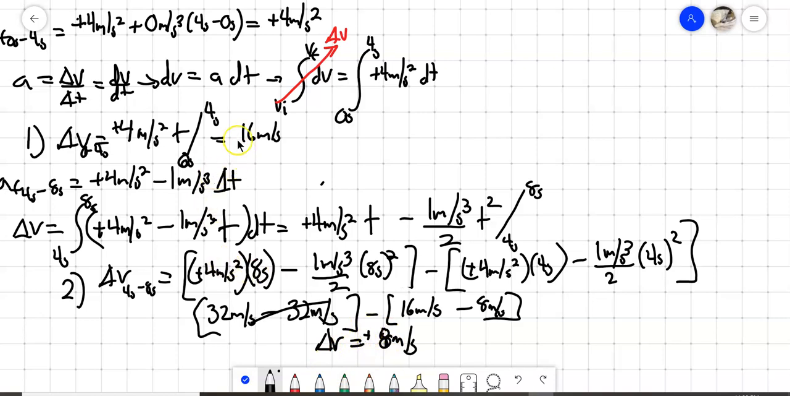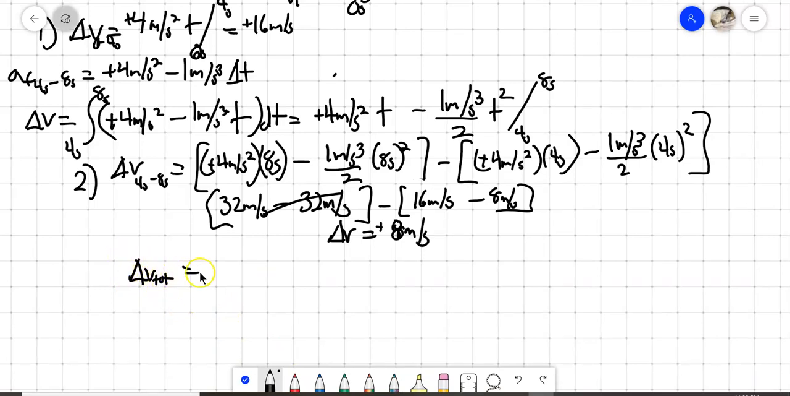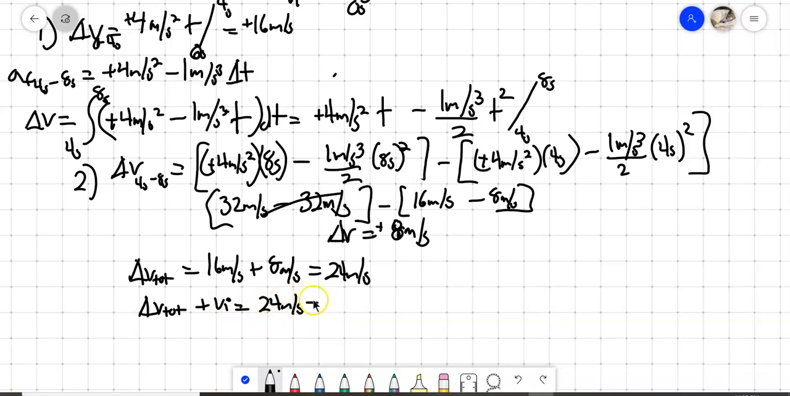Okay, so you're going to have 16 meters per second and then 8 meters per second. So overall, that total area under a curve, so delta V total is going to be 16 meters per second plus 8 meters per second. It's going to work out to be 24 meters per second. And so adding that to the initial velocity is going to work out to be 24 meters per second plus 10 meters per second. And then again, we're going to get 34 meters per second as the final velocity.